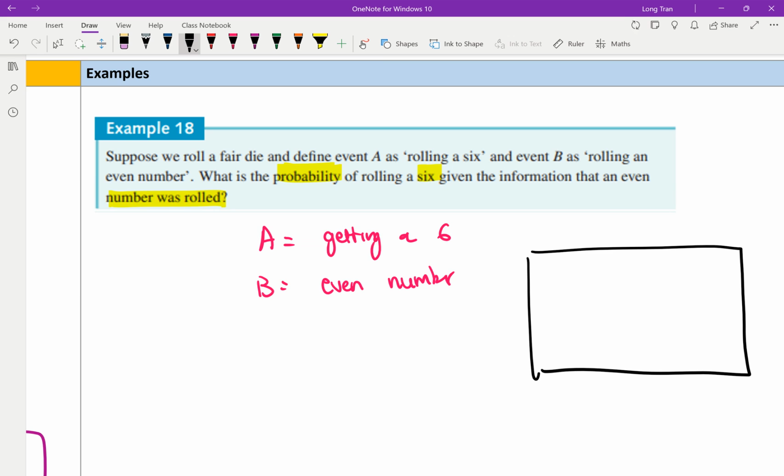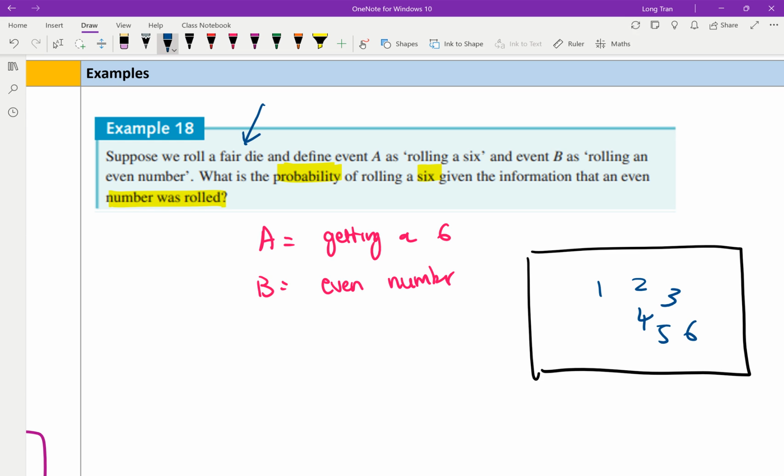Rolling a dice. In this box, this is your universal set. When you're rolling a dice, what are the total number of outcomes that you can get? 6. Yeah, we're going to say a normal 6-sided die, because they said fair die. Fair die normally means it's 1 to 6. Okay, so you got 1, 2, 3, 4, 5, and 6, right?